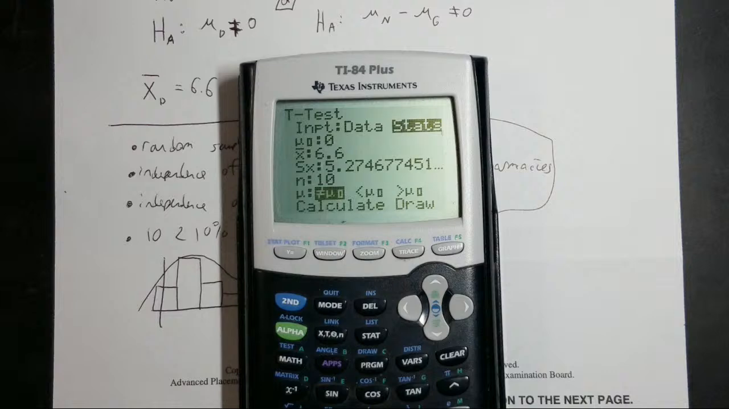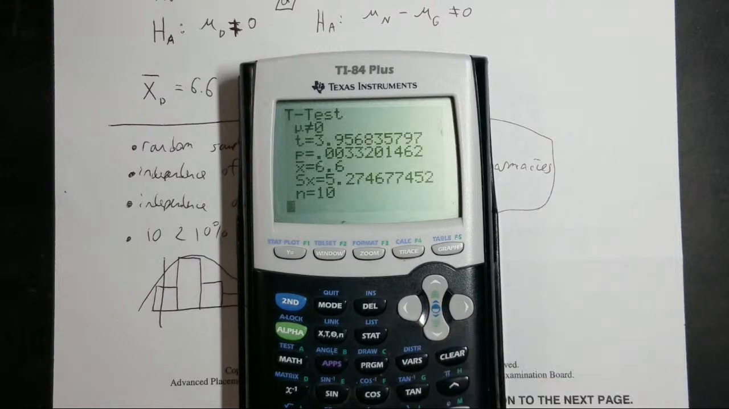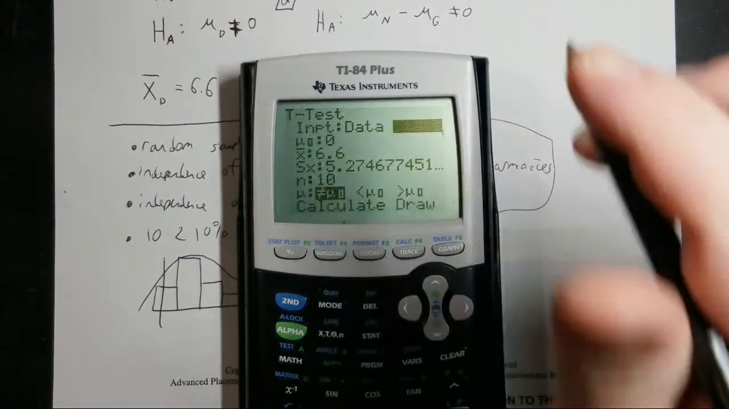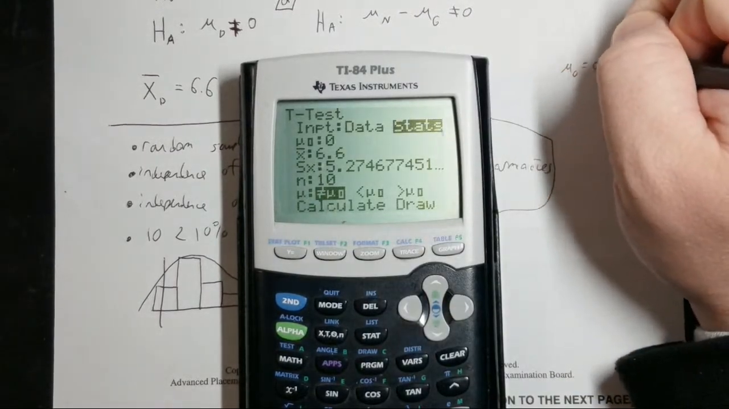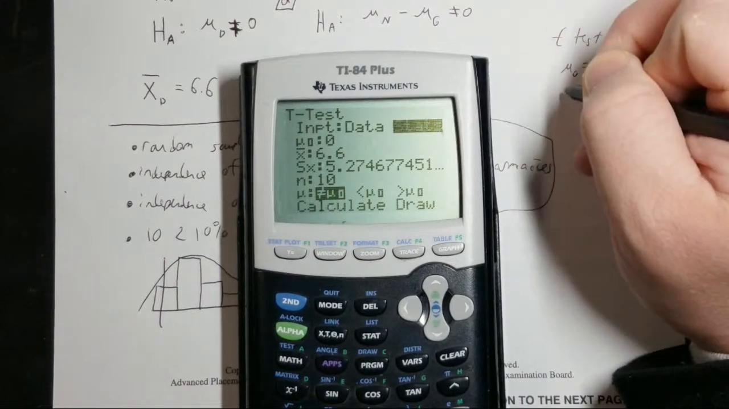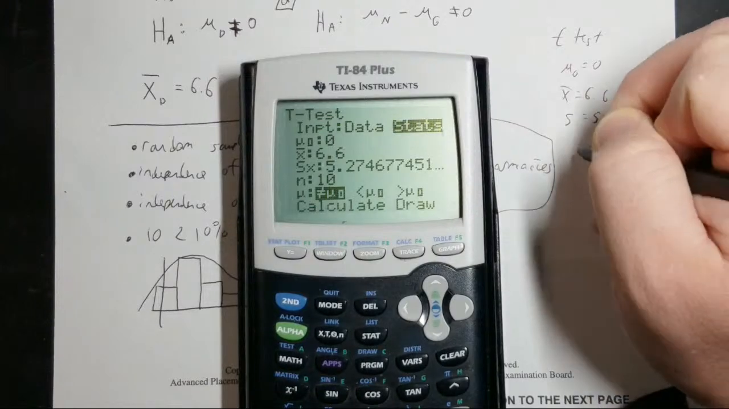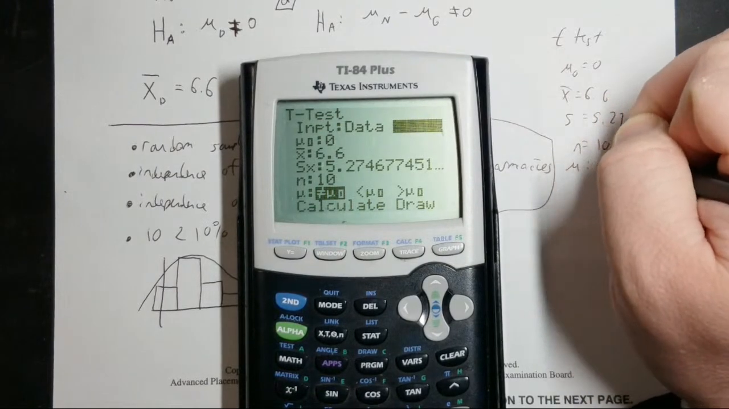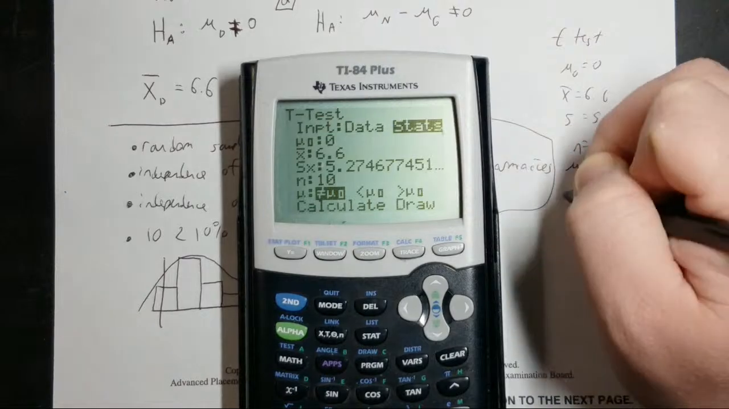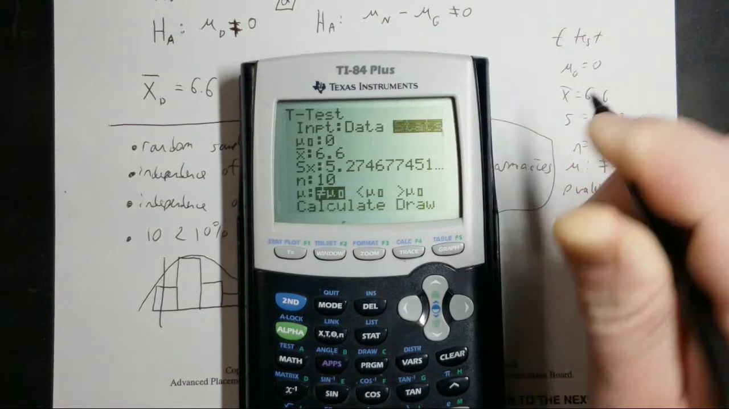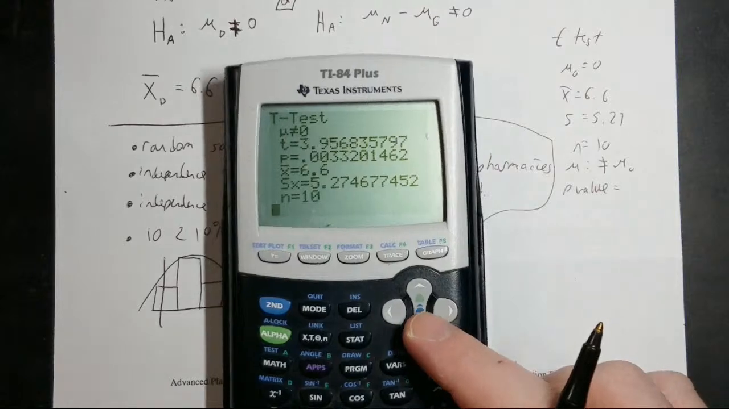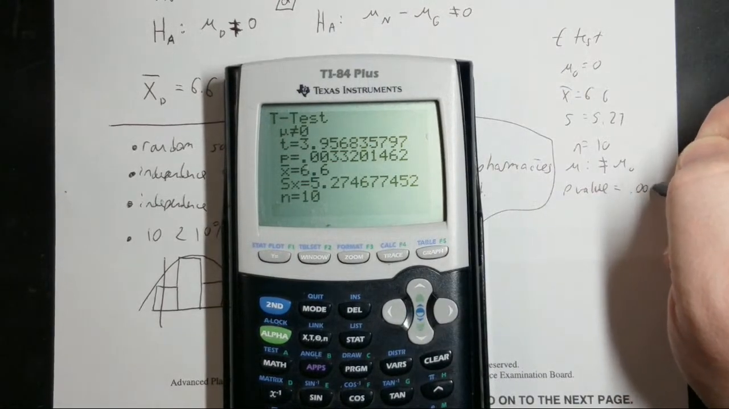All they wanted to know was whether or not there was a difference between the two. I'm going to calculate that sucker. Actually, let me write that stuff down first. Mu sub 0 is 0. This is under t-test. X bar is 6.6, S is equal to 5.27, N is equal to 10, mu is not equal to mu sub 0, and I get a p-value of 0.0033.